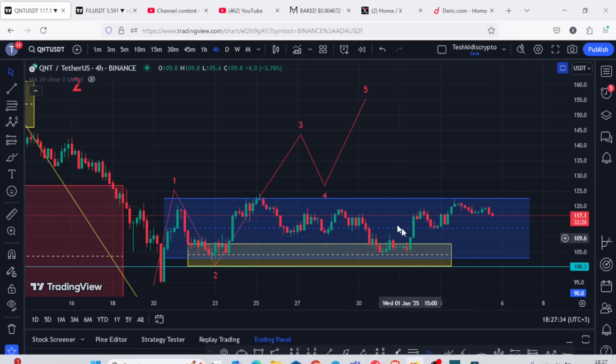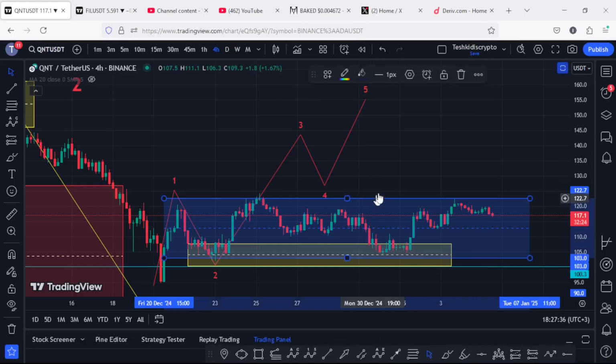QNT at the time of this recording is giving us a bit of a breakdown move after getting rejected at our key area of resistance above the $122.7. And on today's update video, I will be discussing the most significant key areas of supports that we need to pay attention to, basing my analysis on the ED12 structures and the Fibonacci's. So make sure that you stick around till the end of the video.